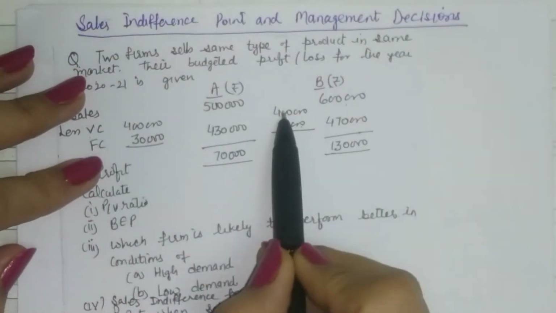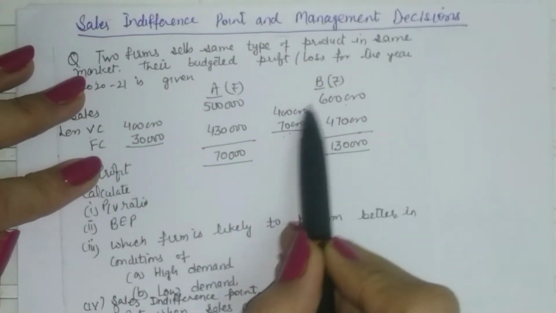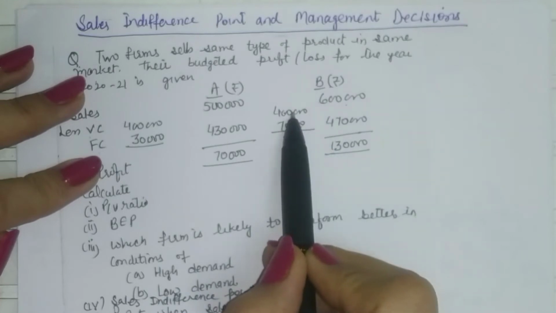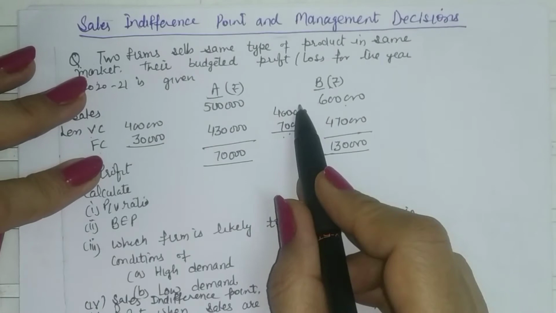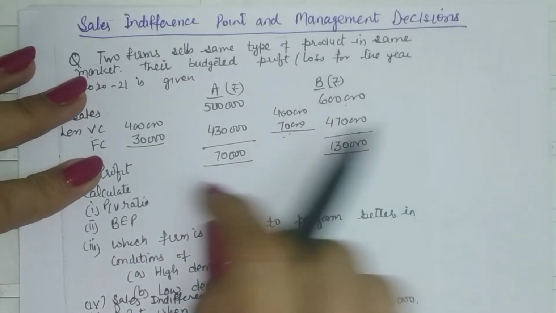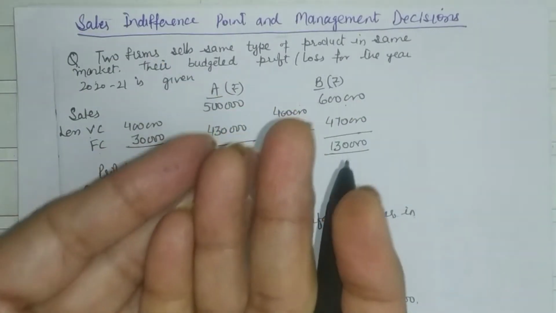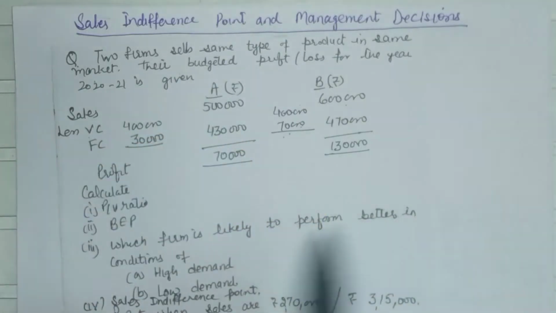You save variable cost here, it is lesser here. If you take the percentage, it is 66%, and here it is 80%. So you save money here, but then you will have to put in more money on the fixed cost. So where will the level balance? That is the sales indifference point.